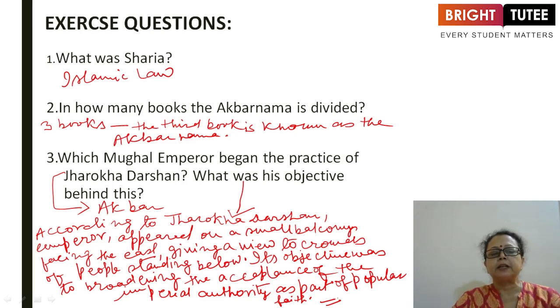According to Jharokha Darshan, the emperor appeared on a small balcony facing the east, giving a view to crowds of people who were standing below to take a look at their emperor. Its objective was broadening the acceptance of imperial authority as part of popular faith. So the people had trust and belief in their authority.